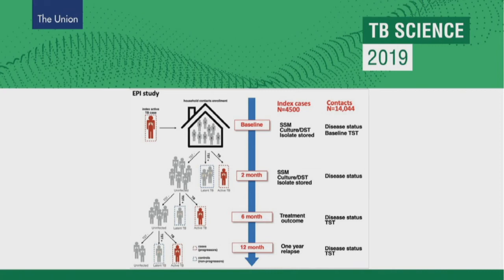People who were TST negative at baseline had a repeat TST at 6 months and 12 months to rule out infection. At the end of the day, we were able to calculate how many people in the household had been infected at baseline, how many became infected over the 12 months of follow-up, and how many developed disease during that period.